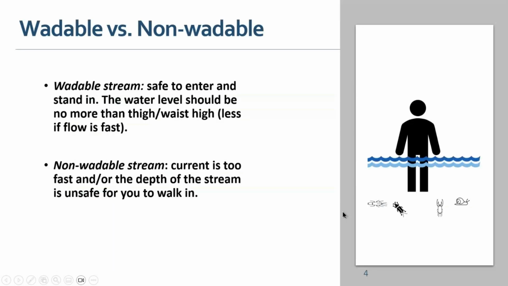Just going to briefly go over safety. So we want you to always be safe, of course. A wadable stream is safe to enter and stand in. The water level should be no more than thigh or waist high, but it could be less than that if you are shorter or if the flow is fast. If it's pushing you over, then it's too fast, and you might not be safe to be in that stream.